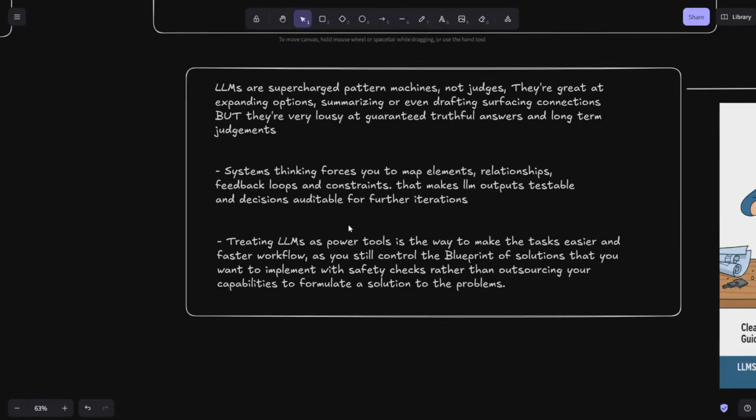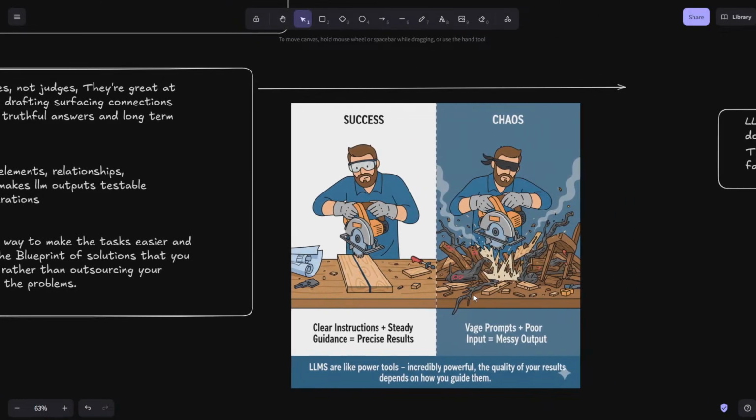So you have to test your input and also iterate on the output that the LLM gives. Treating LLMs as power tools is the way to make tasks easier and the workflow faster, as you still control the blueprint of the solution that you want to implement, with safety checks, rather than outsourcing your capability to formulate a solution to the problem. So this simple image explains it very well.